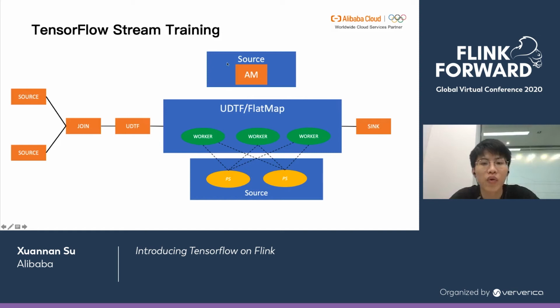As you may know, the TensorFlow application is commonly written in Python and runs in a Python process, while the Flink application runs in a Java process. This poses a challenge on how to exchange data between the Python process and the Flink process, the Java process.